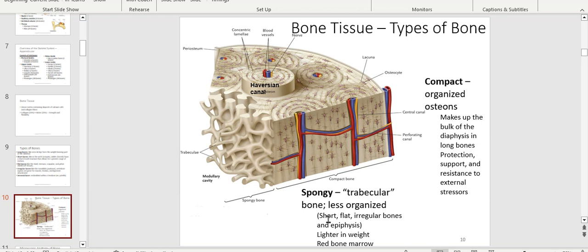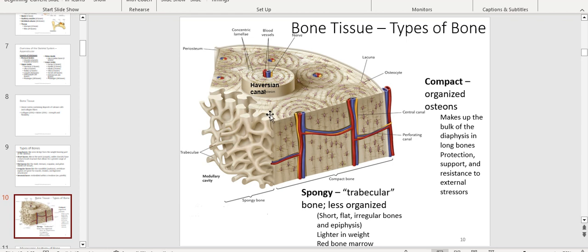Short, flat, and irregular bones and the epiphysis are what we're talking about here. Spongy bone is lighter in weight and has red bone marrow associated. Long bones are hollow, and hollow bones are actually stronger than solid ones. That's why bones tend to have hollow marrow on the inside, which makes them stronger. And that's where the blood is made, inside there.